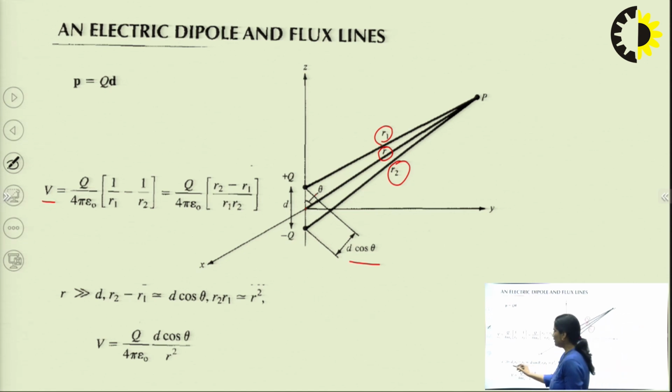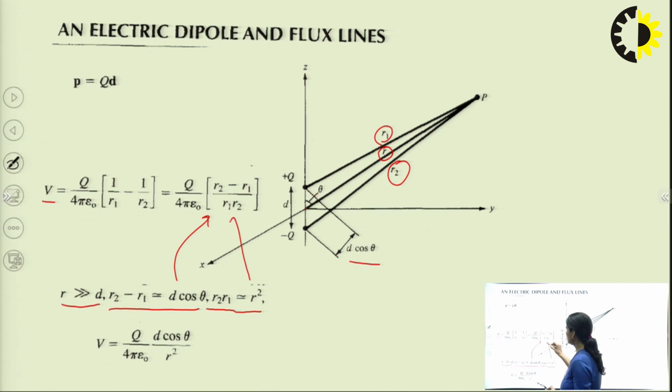So here, if R is greater than D, then R2 minus R1 is equal to D cos theta, and R1 R2 is equal to R square. So put these values in this equation. R2 minus R1 is equal to what? D cos theta, and R1 into R2 is equal to R square. So put all these values here and you will get V equal to Q D cos theta upon 4 pi epsilon naught R square.